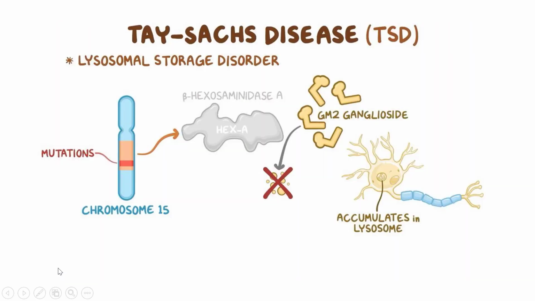Okay, so that is the story of Hayden, who has the genetic disease called Tay-Sachs disease. And you can see in this picture, this is a lysosomal storage disorder, which means that there's a mutation in his DNA that's inherited. So he's born with it. And that mutation is on chromosome 15.